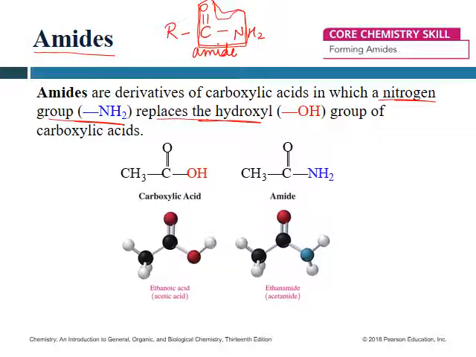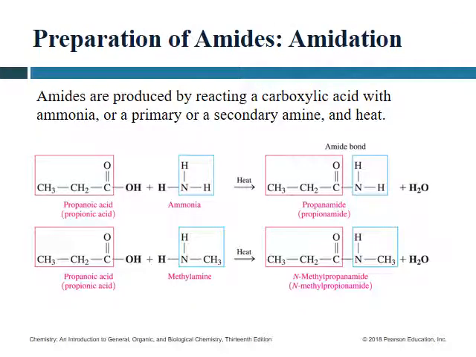Okay, how are they produced? You could imagine that this part comes from the carboxylic acid and this part comes from the amine. So when a carboxylic acid reacts with amine, it produces amide. Okay, so what you see right here, amides are produced by reacting a carboxylic acid with ammonia, primary or secondary amine.